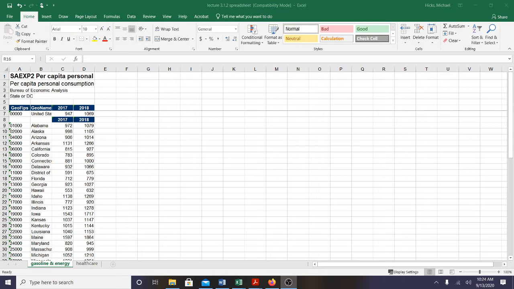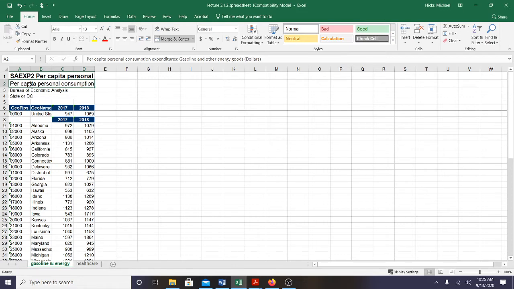So here's a good hypothesis: has Americans' consumption of gasoline and other energy goods gone up or gone down? This is 2017 to 2018, in per capita personal consumption expenditures on gasoline and other energy goods. I've downloaded these from one of the websites I showed you in our first data lecture, the Bureau of Economic Analysis Regional Economic Information System, which shows a wide variety of place-based economic statistics.